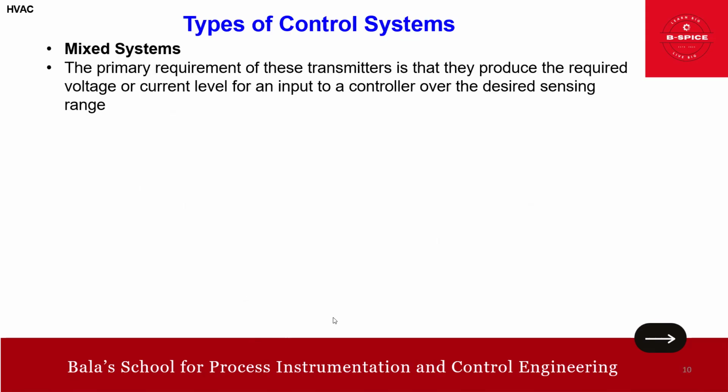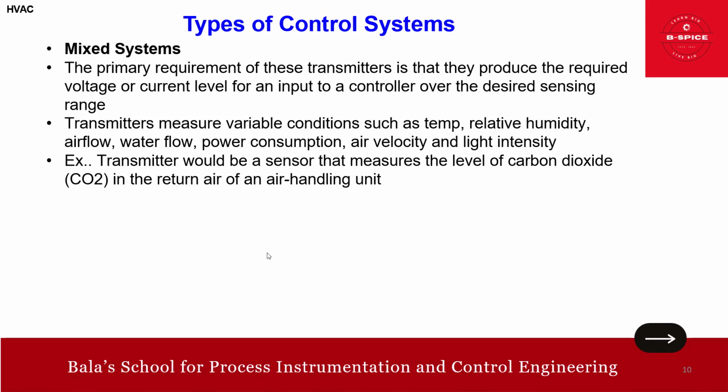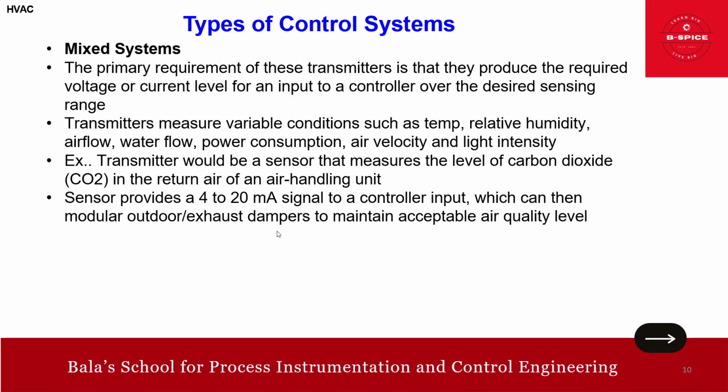So here we are talking about the mixed. So the primary requirement of this transmitter, they produce the required voltage or current level for an input to a controller or the desired sensing range. So the transmitter measures the variable conditions such as temperature, relative humidity, airflow, water flow, power consumption, air velocity, light intensity. For example, transmitter would be a sensor that measures the level of carbon dioxide, CO2, in the return air of an air handling unit. So the sensor provides a 4 to 20 milliamp signal to the controller input, which can then modulate outdoor or exhaust damper to maintain acceptable air quality level.